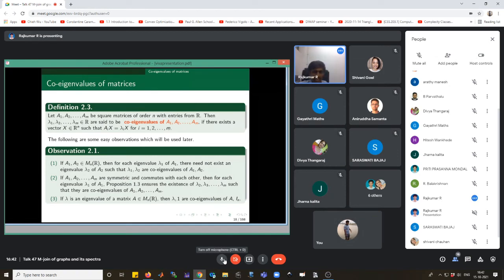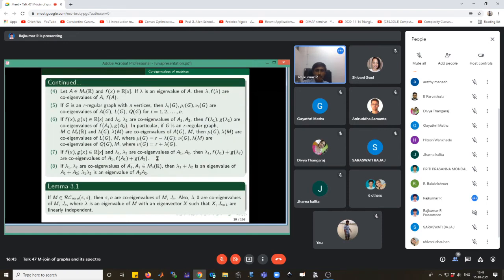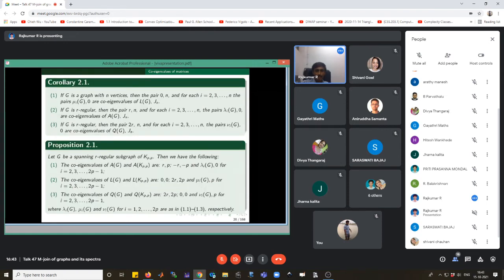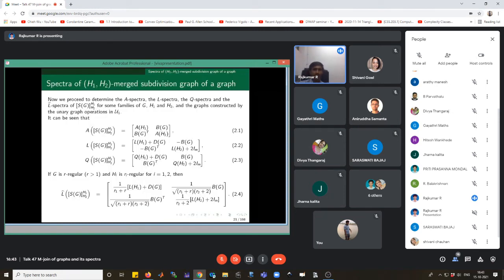Yes. Okay. So these are some observations. It follows directly from the definition of co-eigenvalues. And for some classes of graphs, we have obtained the co-eigenvalues of A(G) and A(K_{p,p}), where G is a spanning r-regular subgraph. So these are some of the progress.